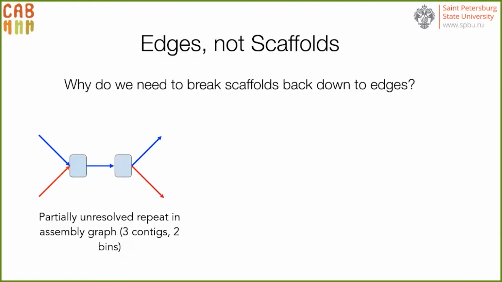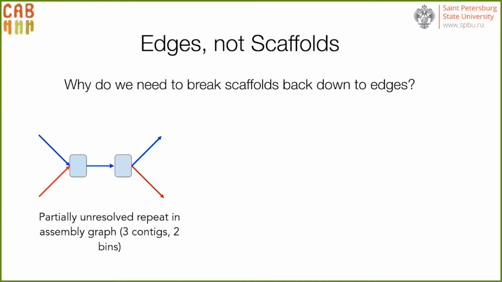For example, say that we have a common situation in the assembly graph, a partially unresolved intergenomic repeat, where we correctly matched one of the entrances to one of the exits and merged them into a single contig along with the repeat edge, but we did not resolve the other entrance-exit pair. But based on some information other than connectivity, for example, coverage, we were able to assign these two edges into a red bin. So as a result, we have 5 edges, 3 contigs, and 2 bins.